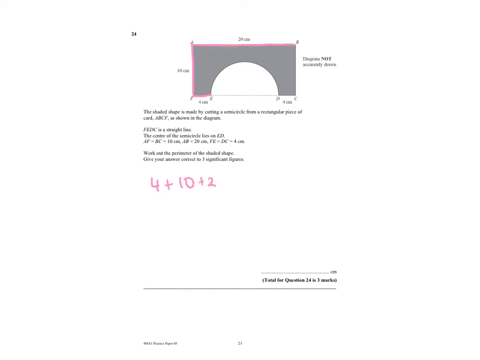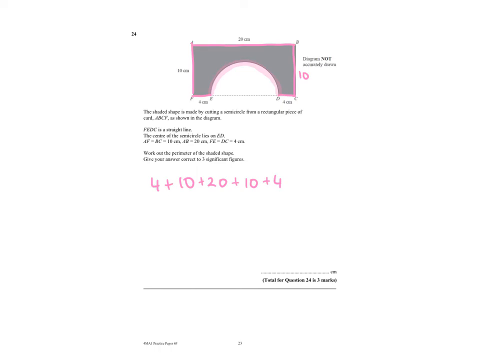This line is 20. This line is also 10 because it is a rectangle. And this line is 4. Okay, perfect. So we've got some of the perimeter. The only part of the perimeter we don't have is this part here.